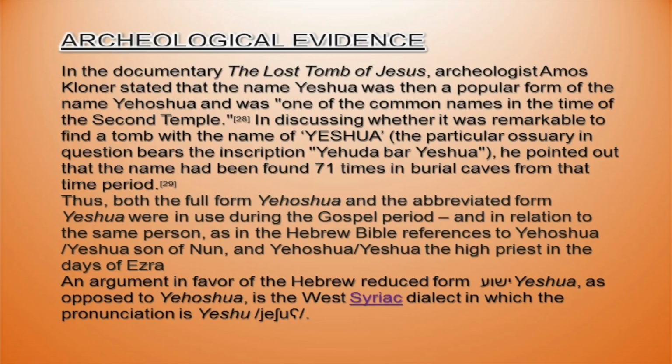Thus, both the full form Yahushua, which is what it should be right here, and the abbreviated form Yeshua were in use during the Gospel period and in relation to the same person, as in the Hebrew Bible references to Yeshua, son of Nun, and Yahushua, the high priest in the days of Ezra. So, in other words, these were common names. Many other people have the name Yahushua or Yeshua. An argument in favor of the Hebrew reduced form, which is what I've been saying today, Yeshua, is the West Syriac dialect in which the pronunciation is Yeshu.